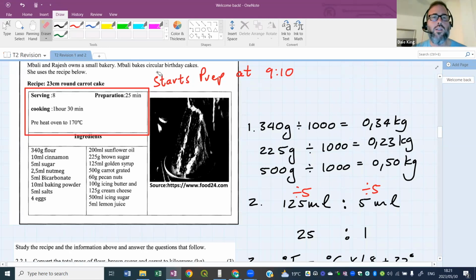She starts preparing at 9:10. When will the cake be ready to serve, to eat? This is question 4. Yes, of course, Emmanuel. All right. Just give you guys another minute. Starts preparing at 9:10. When will the cake be ready?